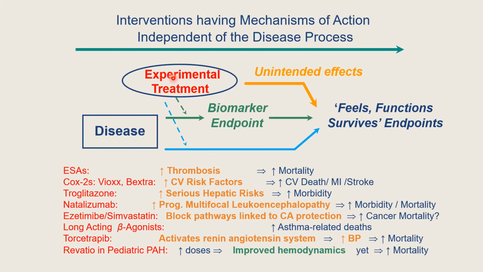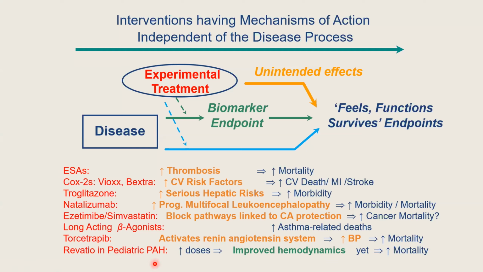In this slide, we look at many experimental therapies across an array of different settings, where each of these experimental therapies had its intended effect on the biomarker, and ultimately on feels, function, survives had adverse effects on morbidity and mortality, mediated through the unintended effects they had on increased thrombosis, cardiovascular risks, hepatic risks, or activating the renin-angiotensin system, increasing blood pressure. And this bottom example here of Revatio points out also that the use of biomarkers can result in misleading conclusions when you're extrapolating across populations, for example, from adults to children.